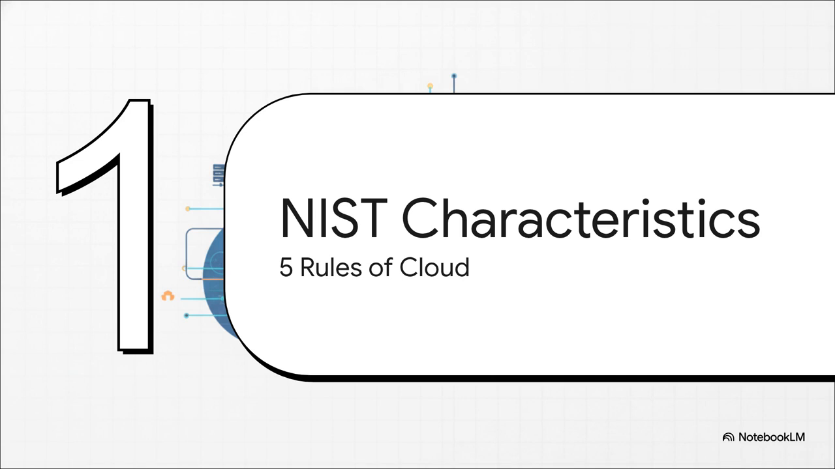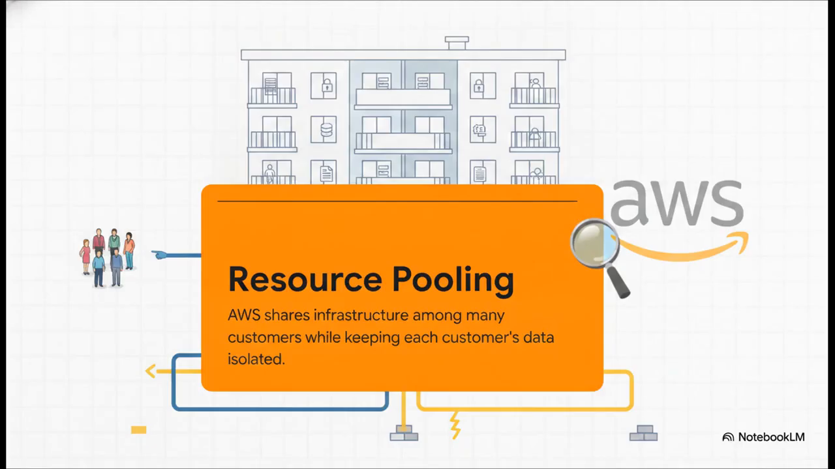Moving on to Section 2, NIST characteristics. These are the 5 unbreakable rules of the cloud. So the absolute most crucial concept here is our first characteristic, resource pooling. And this brilliantly illustrates how cloud providers actually manage to operate at such a massive scale.